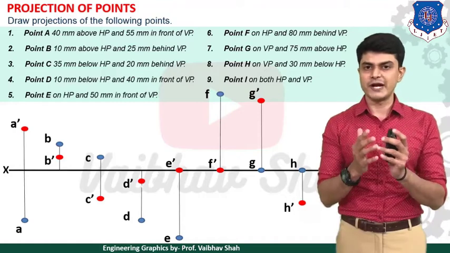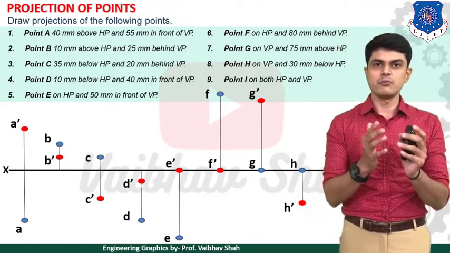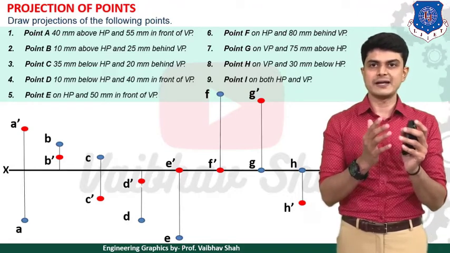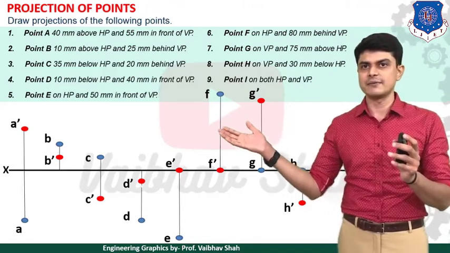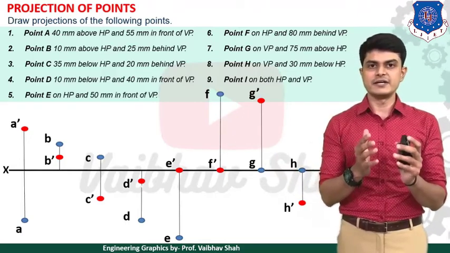So here we are dealing with the point B, so that's why our answer would be point B dash, which would be above XY line. So we need to draw B dash 10 mm above XY line. So let us draw a point B dash 10 mm above XY line, as you can see on your left hand side by straight draw.